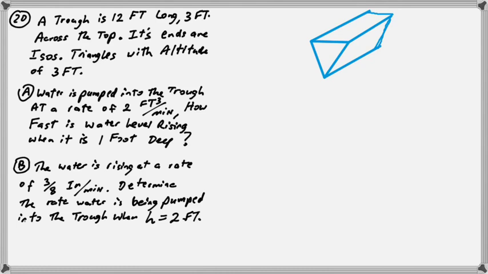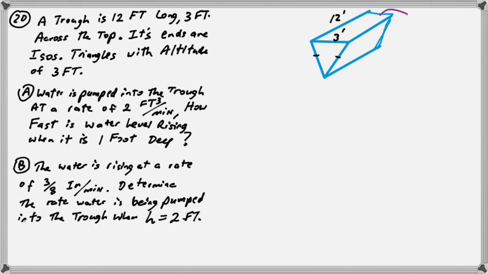20. A water trough is 12 feet long, 3 feet across the top. Its ends are isosceles triangles with altitude of 3 feet. So let me label this at least. It is 12 feet long, so it goes back 12 feet, 3 feet across the top, and it is an isosceles triangle, so I mark those as congruent. And I think I've got all the information there from the beginning.